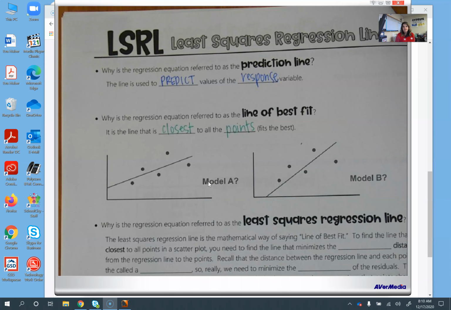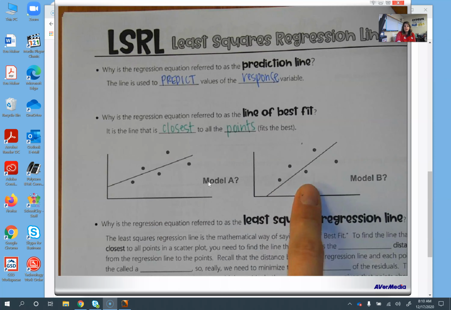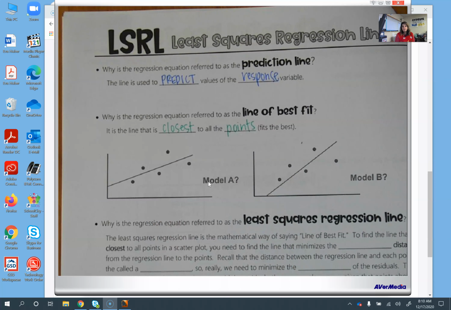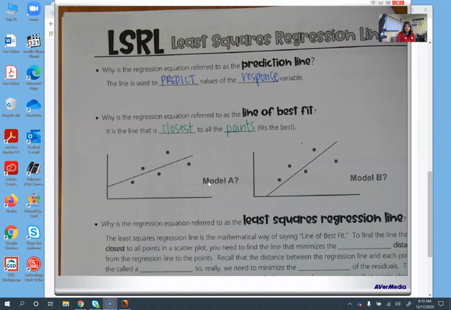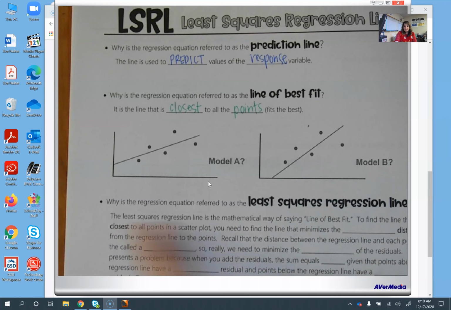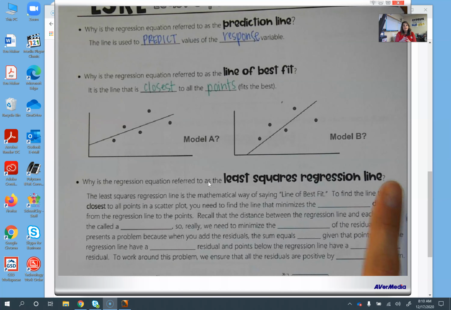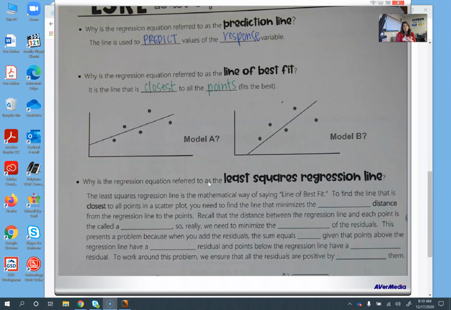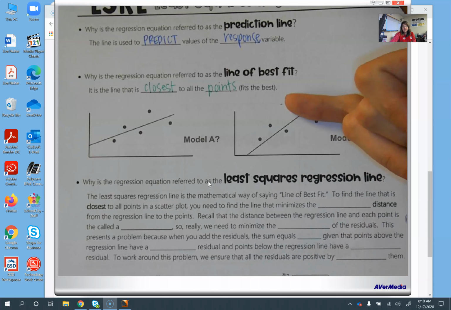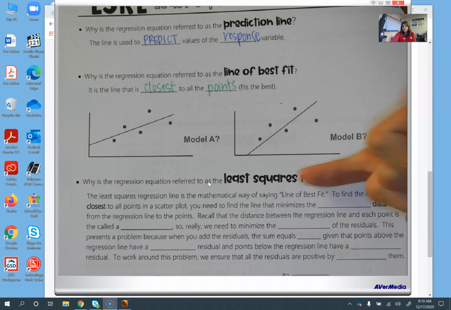So how do we determine that? How do we determine what line is closest to all of the points? How do we determine which is the best regression line? Because you can see here, same scatter plot, two lines. That's what this video that I'm about to play for you is going to explain. How do we find that line of best fit? That leads us into answering this question: why is the regression line referred to as the least squares regression line? Because it helps us find the line of best fit, and the name describes how you do that.